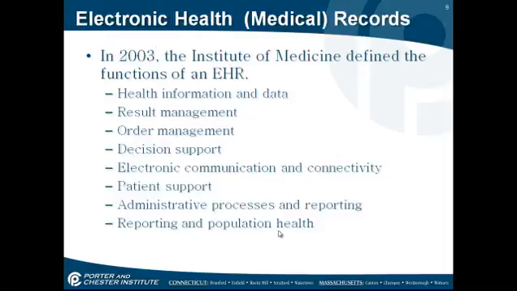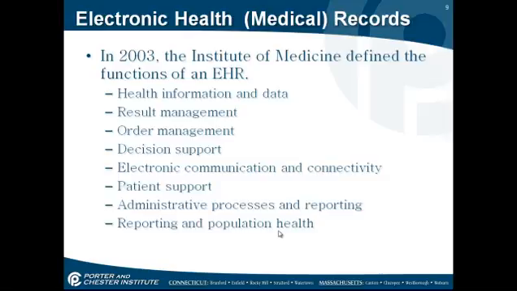In 2003, the Institute of Medicine defined that there were certain functions that needed to be in every electronic health record, and that is health information and the data that's collected about a person's health. There needs to be result management. In other words, how are we going to deal with the information that we have and the results that we find? Order management, and that could be ordering tests, it could be ordering medications. Decision support is an important part of a function, and the decisions that are made by care providers will be dependent upon the information that's in an EHR.